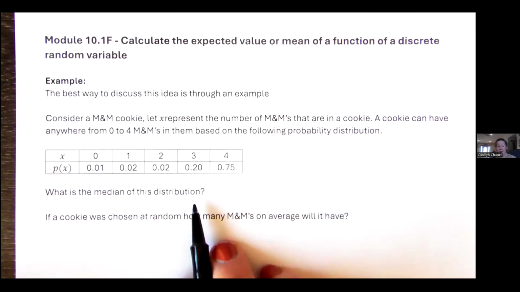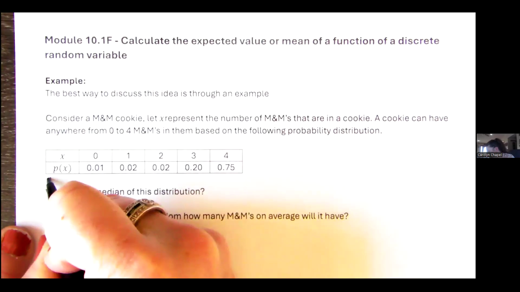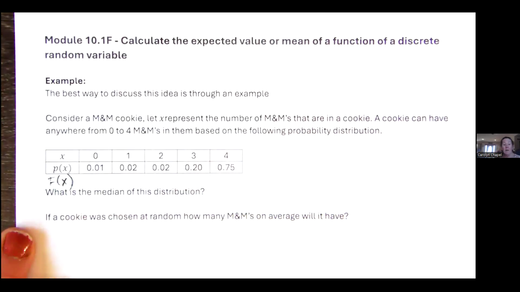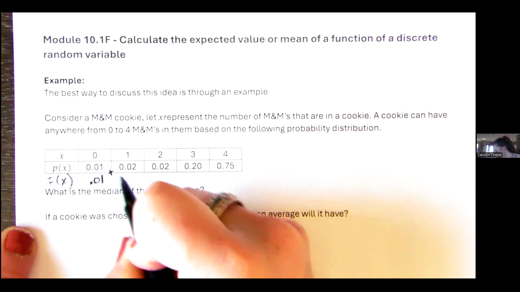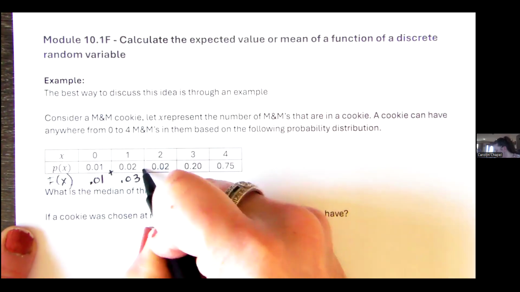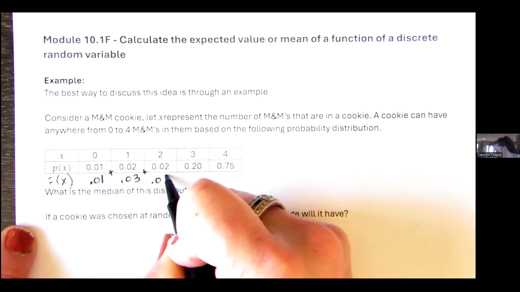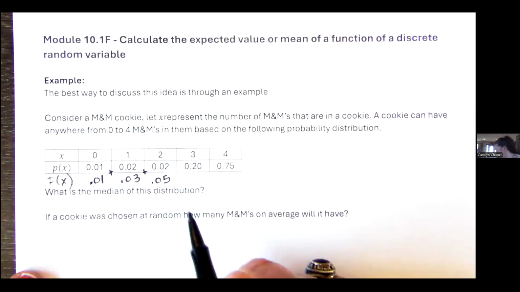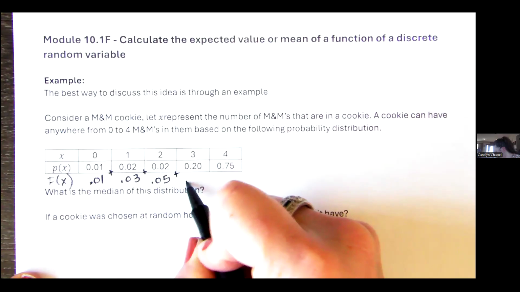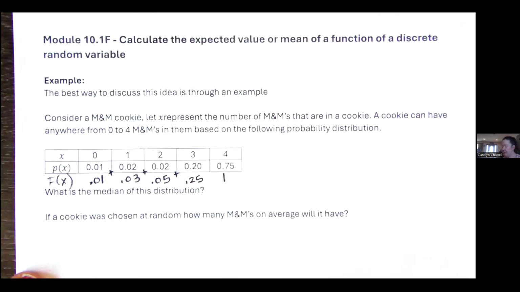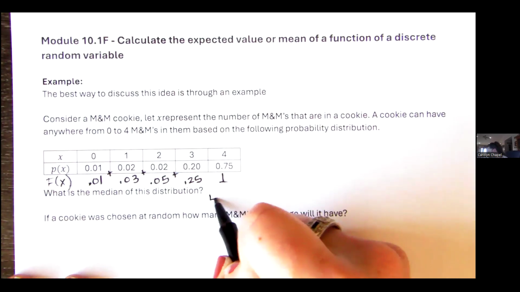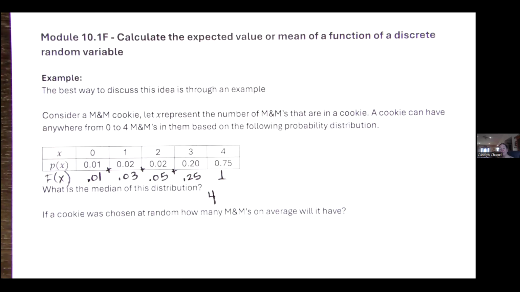To find the median, we use that cumulative piece. So we're going to add those pieces up. I'm adding on, and I'm going to go until I hit 0.5, not 0.05, 0.5, because we're looking for 50%. Well, it looks like I have to go all the way to the end, because I didn't hit 0.5 or bigger until I got to the 4. So the median is the number 4.